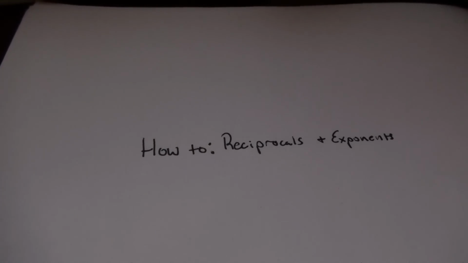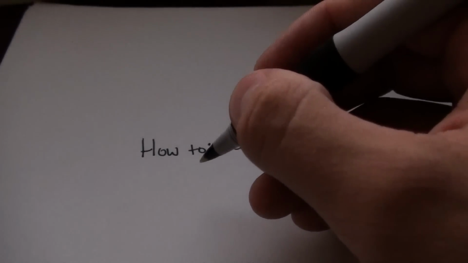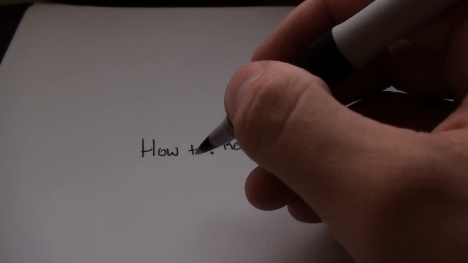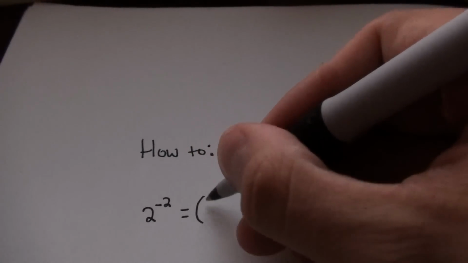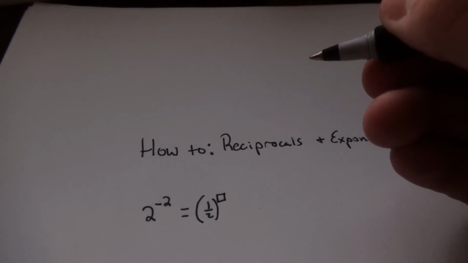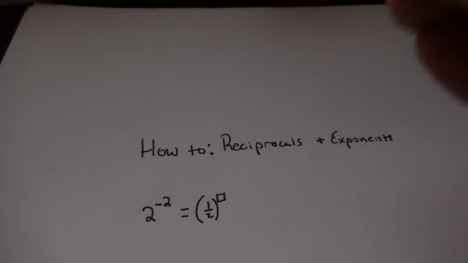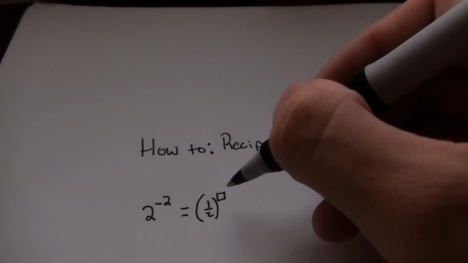Hey everybody, we're going to do a very quick how-to guide using reciprocals and exponents. Now we're going to focus on fractions and exponential numbers. So you may see a problem like this where you have 2 to the negative 2 equals 1/2 to the, well, we don't know, some power. Now this is actually not as complicated as it may look.